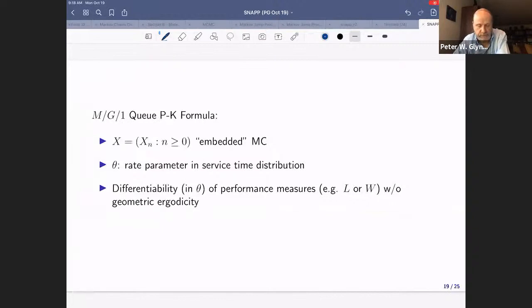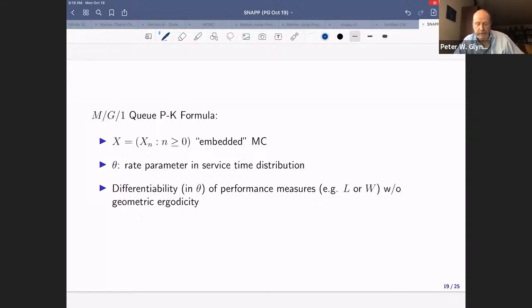So for example, if you look at one of our prototypical queuing models, the M/G/1 queue, the Pollaczek-Khinchine formula tells us that the expected number in system and the expected time in system should be differentiable in a rate parameter and service time distribution, basically under finite variance type assumptions on the service times. The Pollaczek-Khinchine formula says the mean time in system depends on the service time through the second moment. That suggests that so long as the service time has a second moment, the mean number in system in equilibrium, the mean time in system in equilibrium, should be differentiable in that rate parameter.